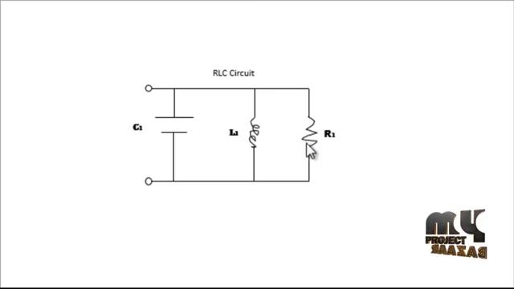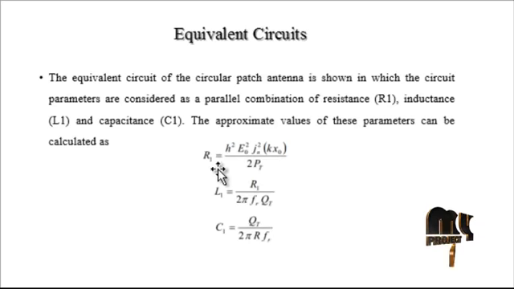The resistor, inductor, and capacitor are connected serially and in parallel in the RLC circuit. To solve the RLC circuit, we find R1, L1, and C1. These are the equations for R1, L1, and C1. H is the substrate thickness. R1 is the resistance, and QT is the quality factor. FR is the center frequency. So these are the descriptions of the equivalent circuit.